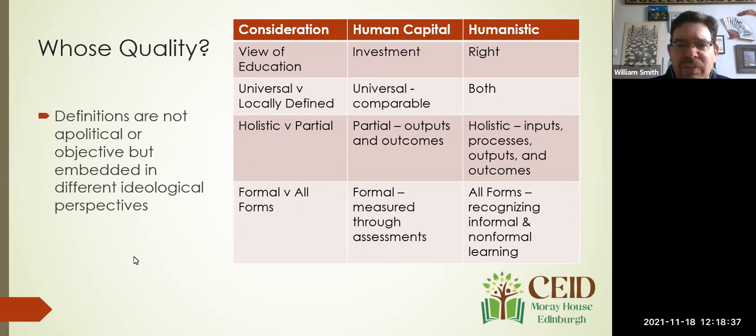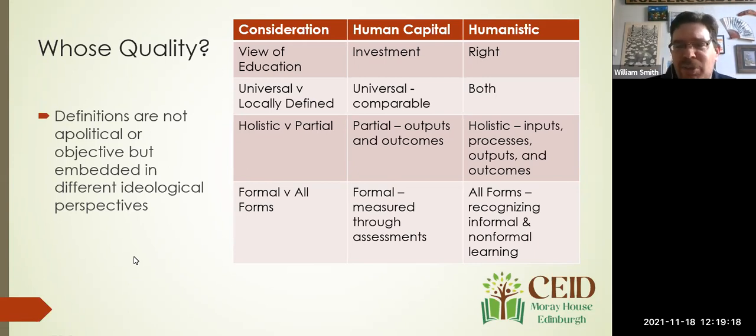So for human capital, education quality is often universally defined. We're looking for comparisons across countries and being able to do that type of single or maybe multiple metric, but something that we can say this is quality education in this context compared to quality education in this context. It tends to have a very partial understanding of what quality education is, focusing on outputs and outcomes. Maybe these are test scores, maybe this is economic growth. And it tends to focus on formal academic knowledge, where those are often measured through assessments.